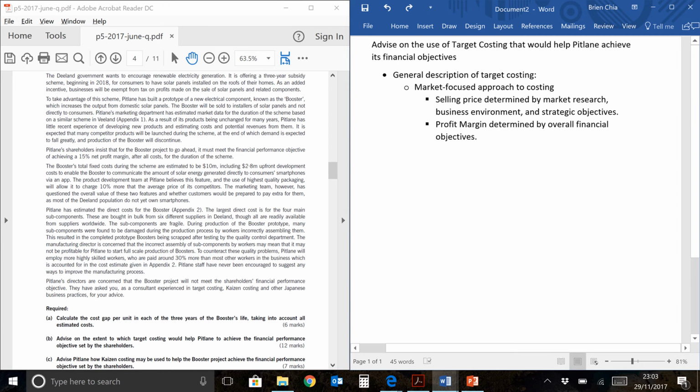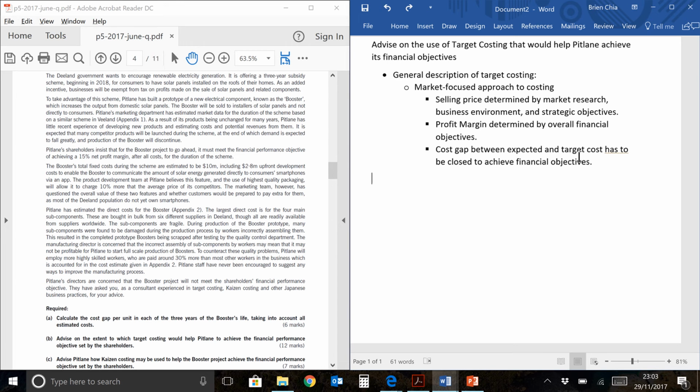The second thing that we need to look out for is the target profit margin, and this is determined by our overall financial objectives. If you subtract the profit margin from the selling price, you will get the target cost. Now, the difference between the target cost and our expected production cost would be the cost gap. Now, this has to be closed. Closed here means expected cost should equal the target cost in order to achieve the financial objectives which have been set over here.